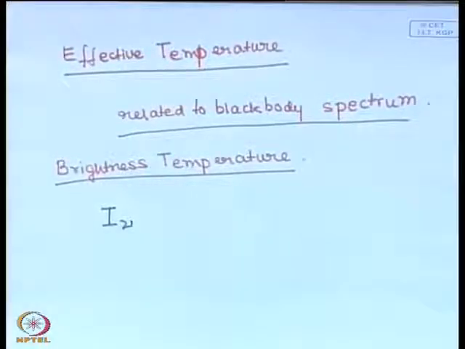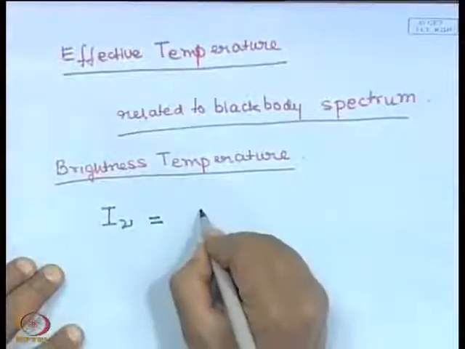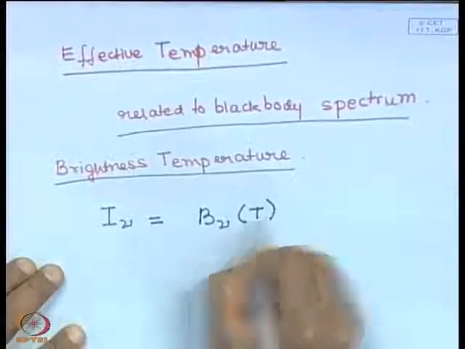and now suppose we assume that the source is a black body. If we assume that, then we can say that if it were a black body, then this should be equal to the Planck function at some temperature T, right.